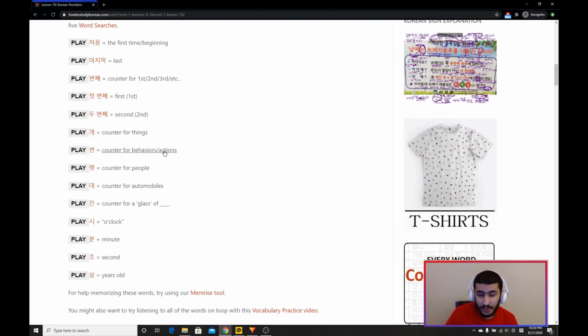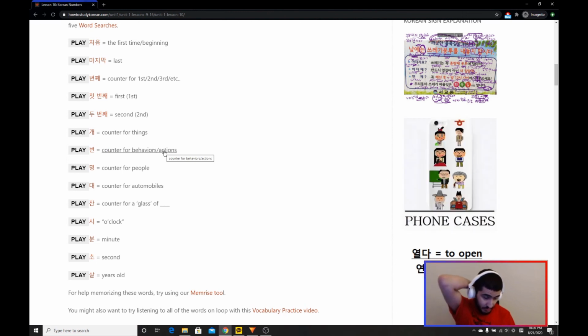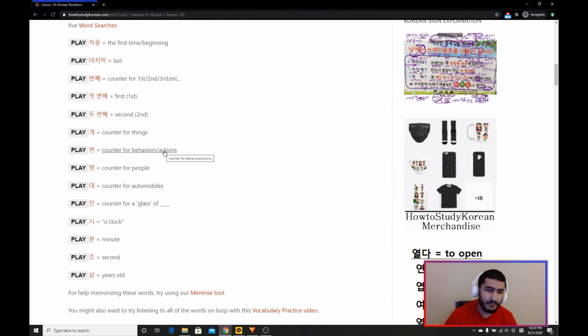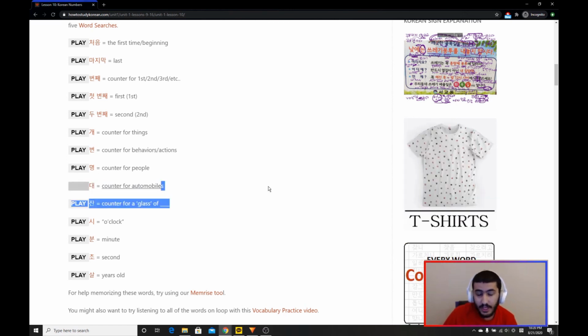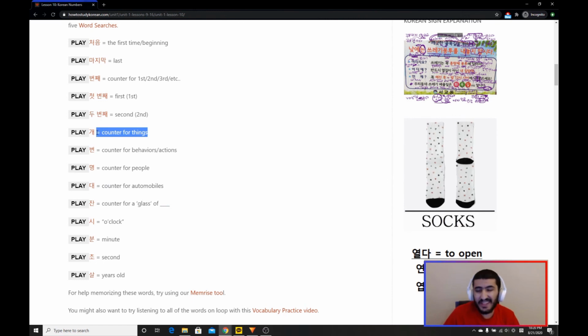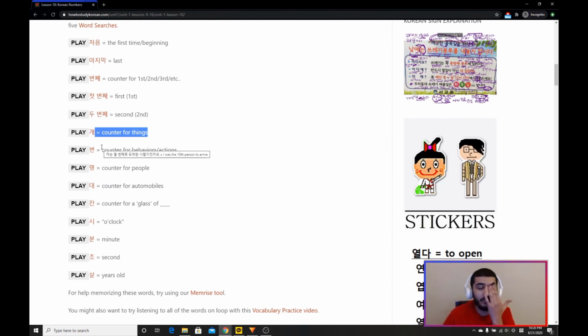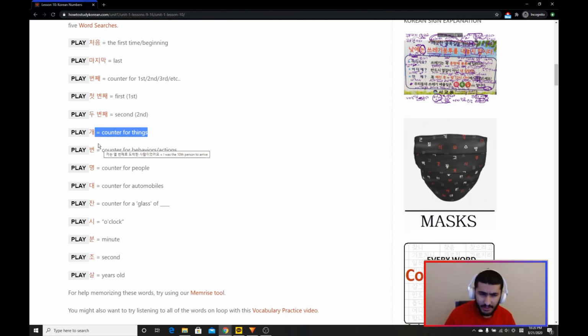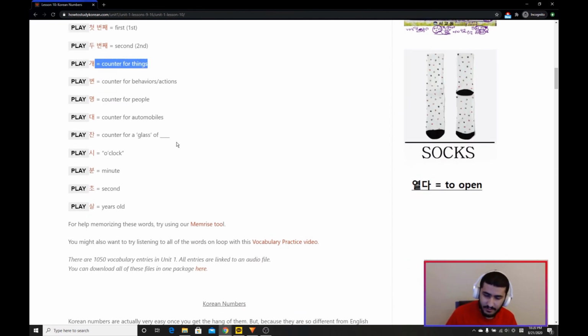They're just so versatile. And basically, if you don't remember the counter for something like car, for example, maybe you don't know 태 for cars. You could just say 두 개. You could use 개 instead, and they'd understand you. Whereas if you said 두 명, they wouldn't understand that you're talking about cars. They might understand. It kind of depends on the sentence.